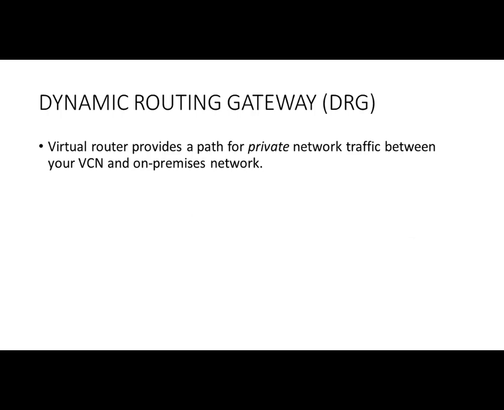Then the dynamic routing gateway, DRG, is an optional virtual router that you can add to your VCN, and it provides a path for private network traffic between your VCN and on-premise network. For example, if you want access directly from your on-premise network, your organization network, then you need to use the dynamic routing gateway.